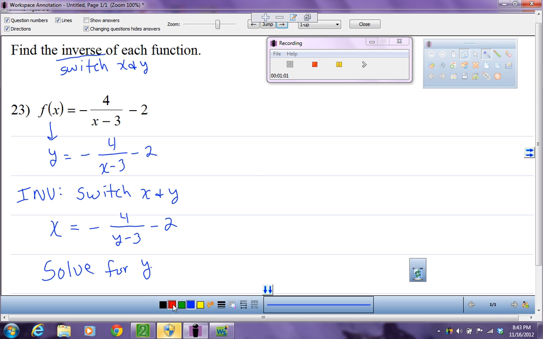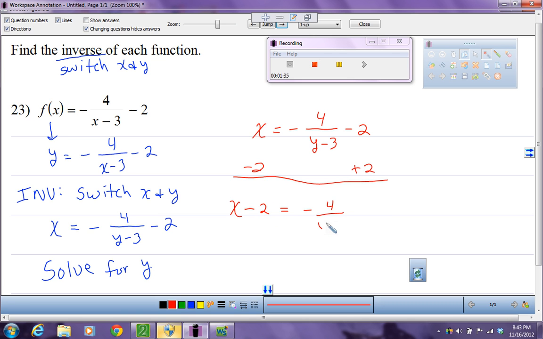Because in this case, look at all the little details that we have. Remember that every time we try to isolate a letter, we get rid of everything that's around it. So right now, the one thing that's around this y is this -2 and this negative symbol. So I'm going to get rid of the -2 first. So we have x minus 2 equals -4 over y minus 3.